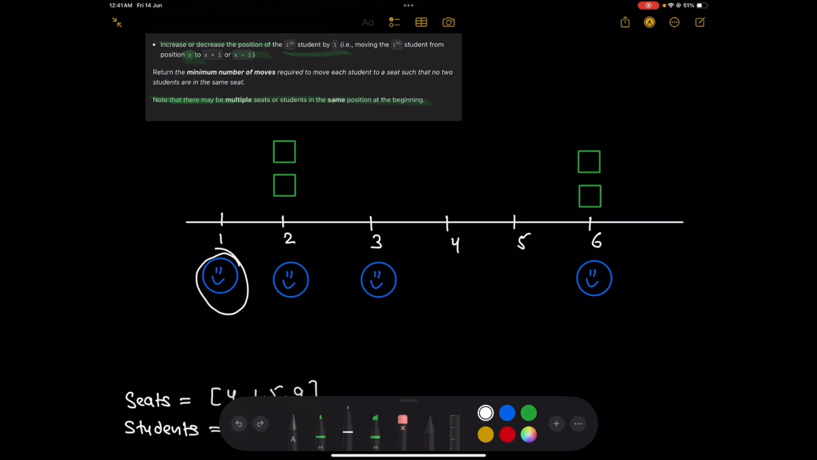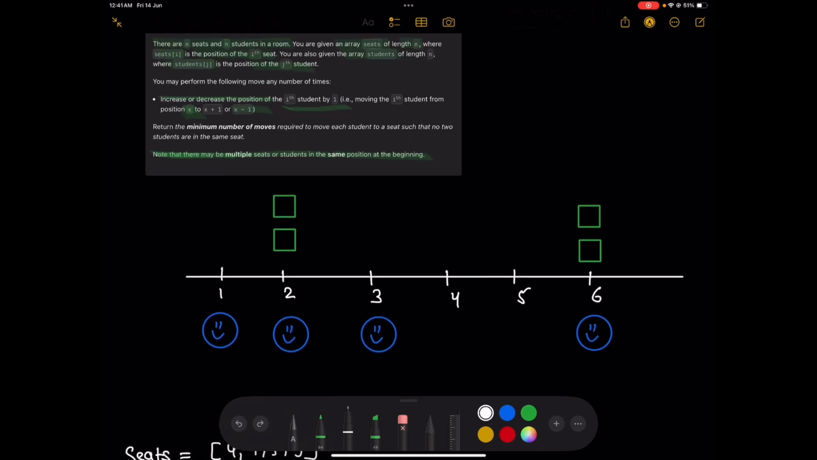Now you have to make these students sit on the seats. So in which way does it seem more logical to make them sit so that it takes the minimum number of moves? The student 2 is already here. Why don't we just make him sit here at the position 2 only? So no operations required, right? No operations required. This student is done.